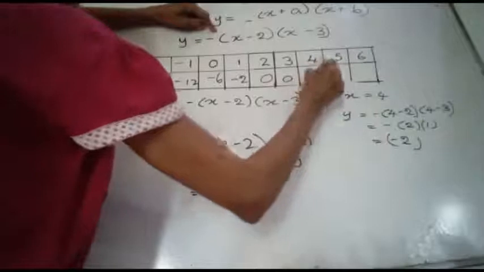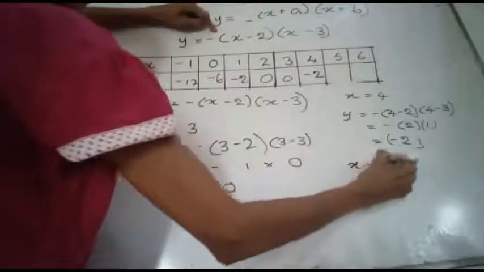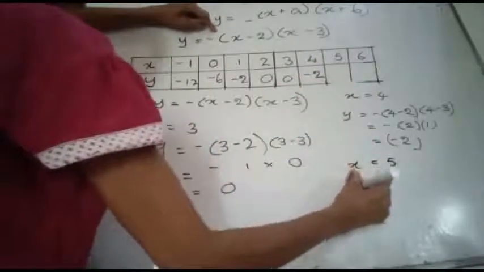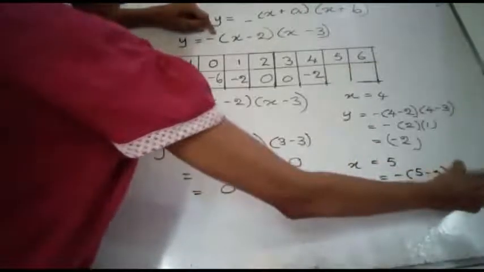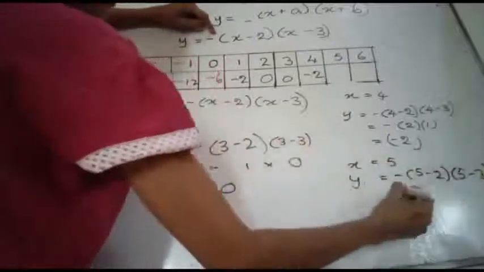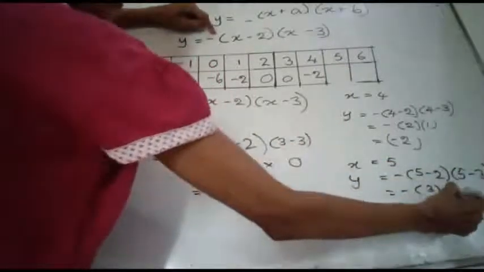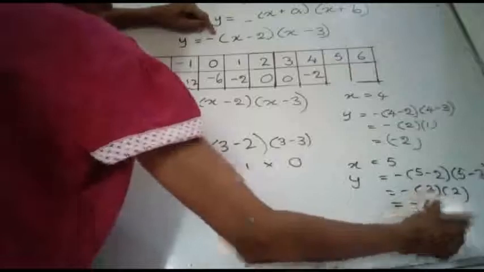When x is equal to 5, y equals negative (5 subtract 2)(5 subtract 3), which is negative 6.